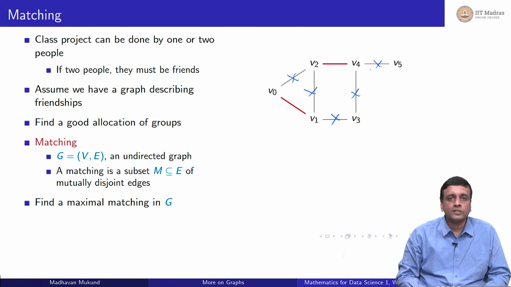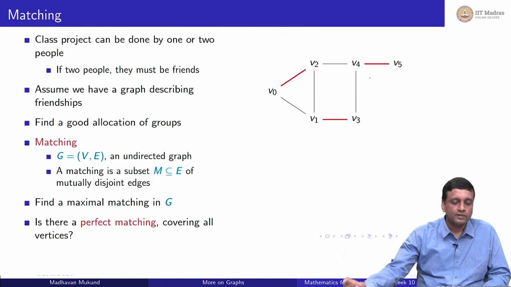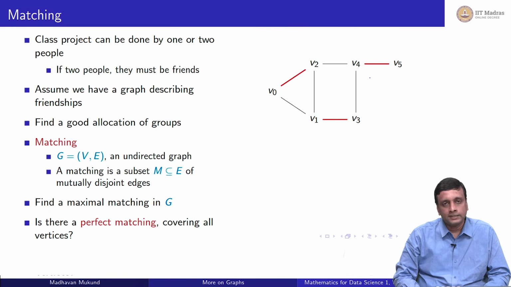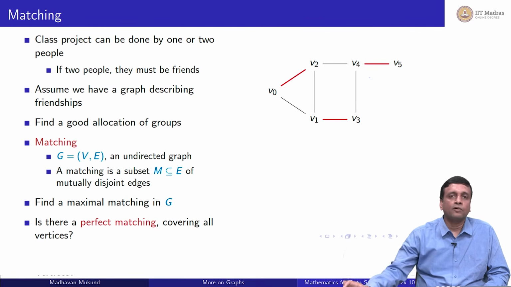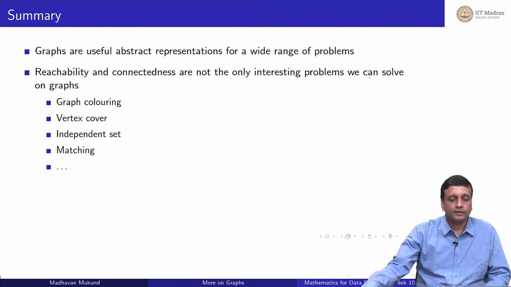Now ideally, if there were 6 students, I should hopefully be able to make 3 pairs, and that's what we call a perfect matching. A perfect matching is one which is a matching but also connects every vertex in the graph. So every vertex is part of some pair, right? So here is a perfect matching on this graph. There are 6 vertices, and there are 3 edges, and these 3 edges are mutually disjoint. So this is the fourth type of problem that we can see.